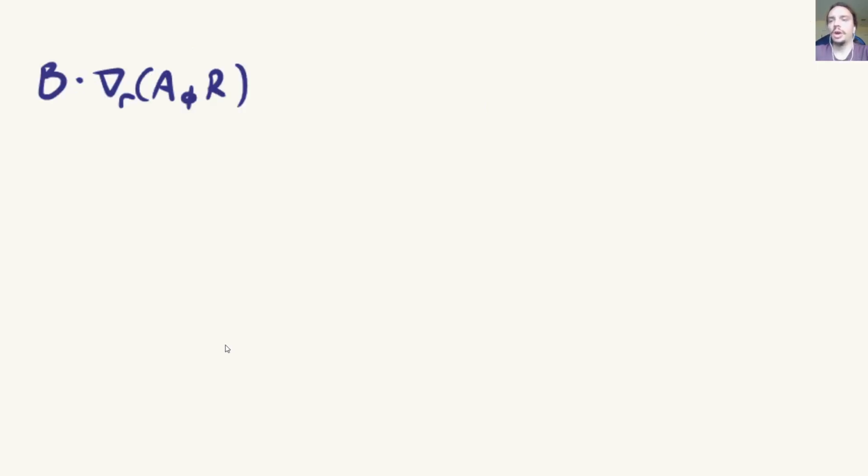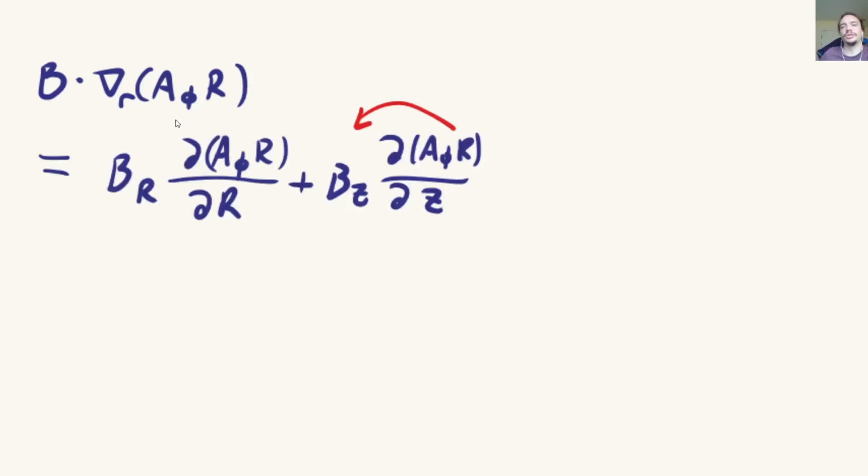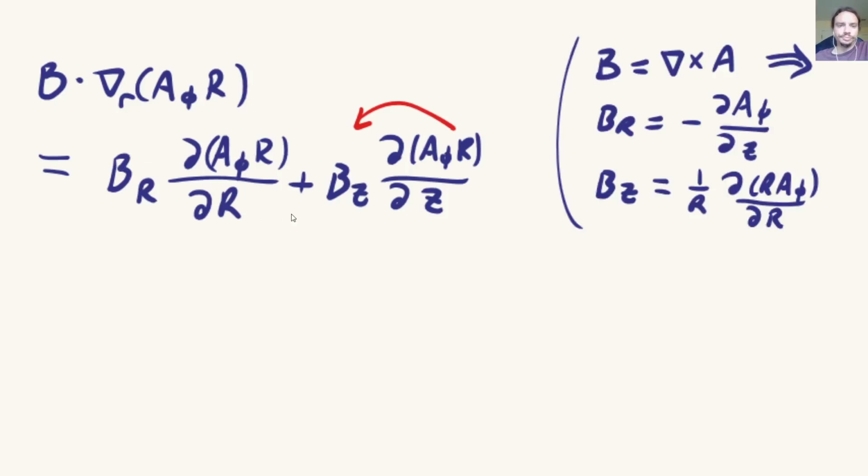Let's see why. We're going to take the directional derivative of A phi r in the direction of the magnetic field. Okay, to do this, we're going to have to take the dot product of B with the gradient of A phi r. Because nothing depends on phi, the phi term goes away, and we just have B_r times dA phi r/dr plus B_z times dA phi r/dz. R doesn't depend on z, so it can be pulled out. We also need to figure out what B_r and B_z are.